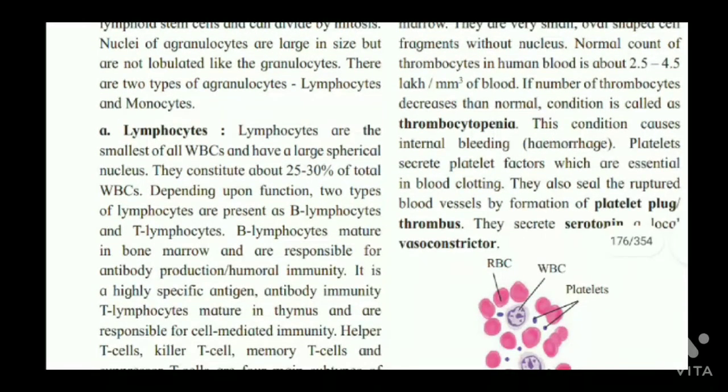Lymphocytes are the smallest of all WBCs and have a large spherical nucleus. They constitute about 25 to 30% of total WBCs. Depending upon function, two types of lymphocytes are present: B lymphocytes and T lymphocytes. B lymphocytes mature in bone marrow and are responsible for antibody production or humoral immunity.